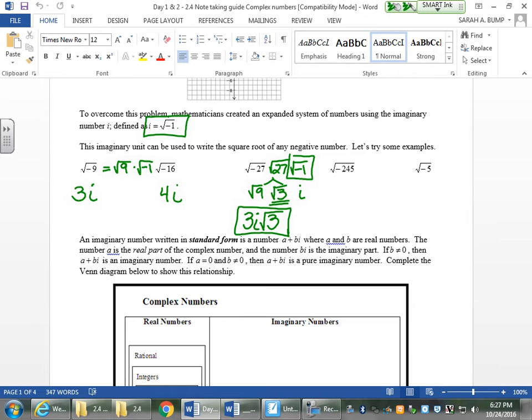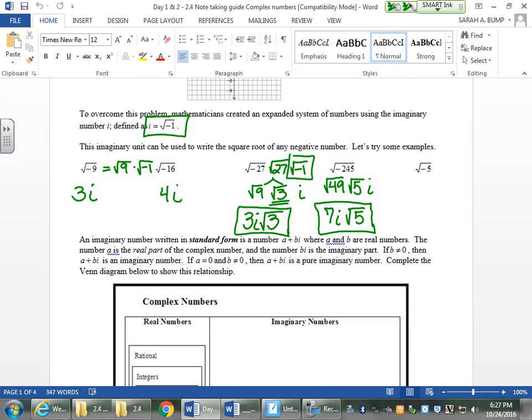Next one, we have the square root of negative 245. Negative is going to come out as i, and we have to break apart 245 and divide it until we find the largest perfect square that goes in. That's going to be 49, and it goes in 5 times. Don't forget about that i. Square root of 49 is 7. Then we write the i, and then we write the radical 5.